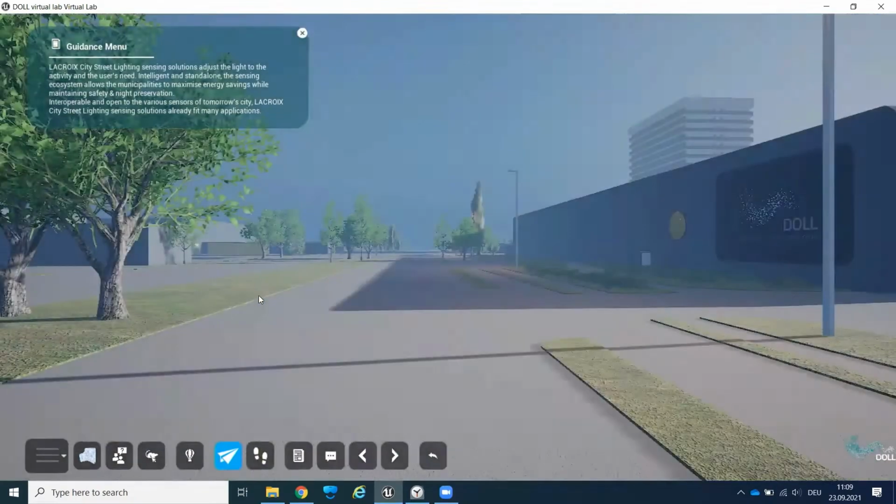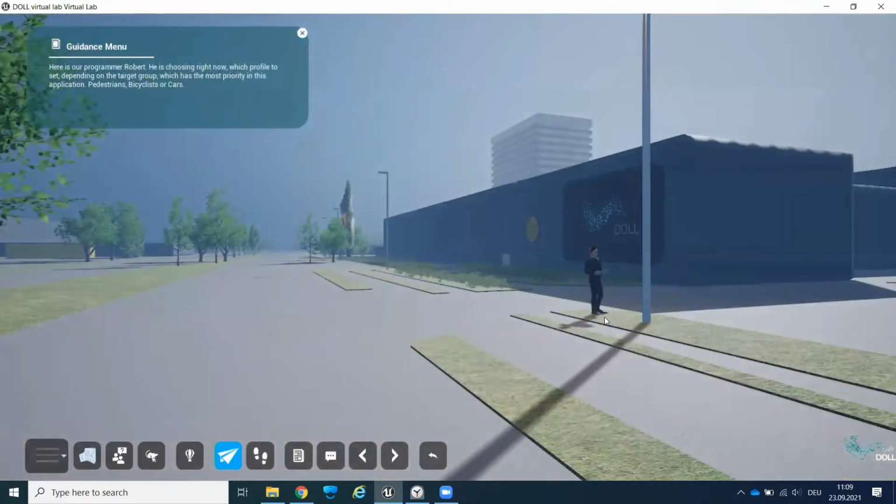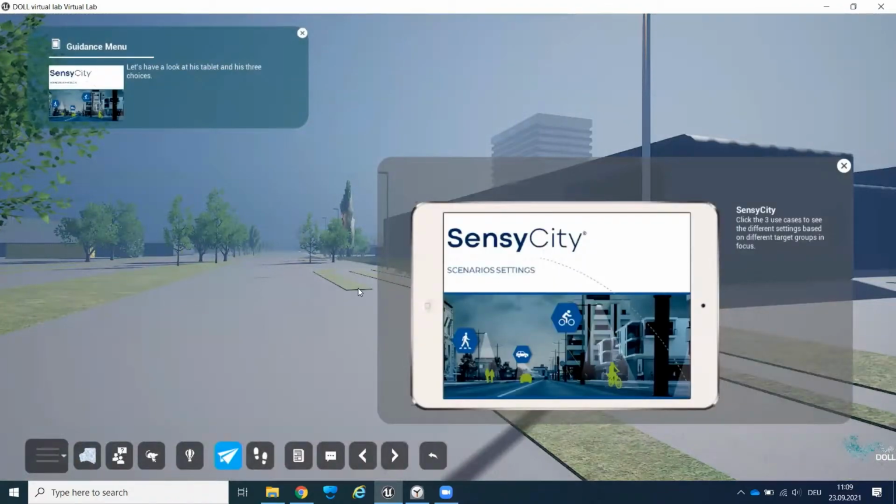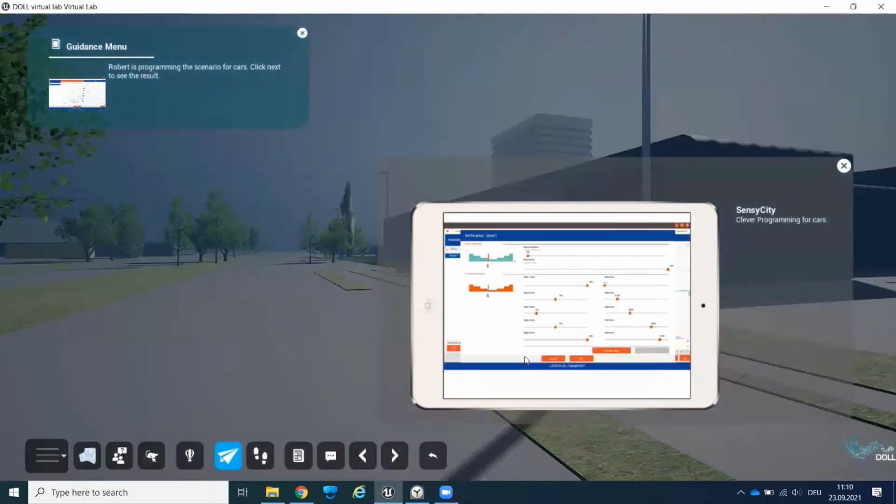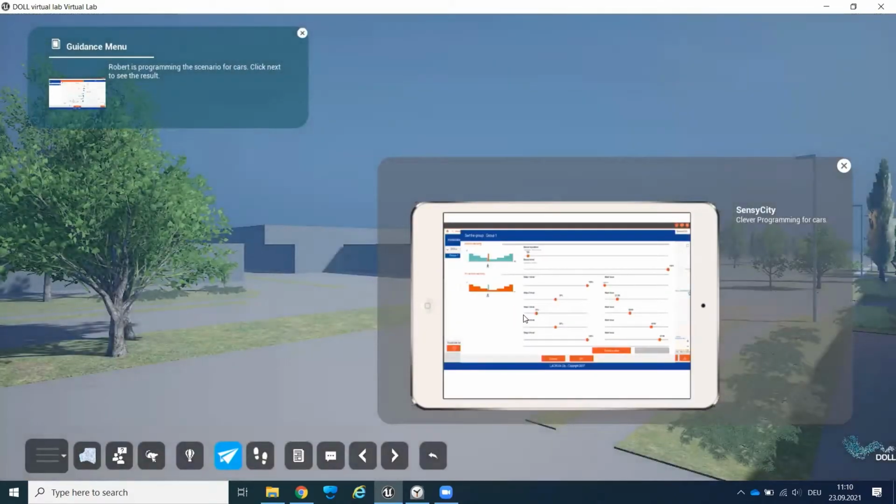Or the other topic is how should we include traffic into it? Now, we are here at a different scenario. We have here the programmer. By the way, we've put the programmer in here to make it visible. The scenario from Lacroix in here could be used remotely as well, so that you don't have one person standing below each luminaire to program that. The important thing is they have to understand, is it more for pedestrians, is it more for cars, or is it more for bicycles? And then they set the parameters in here.